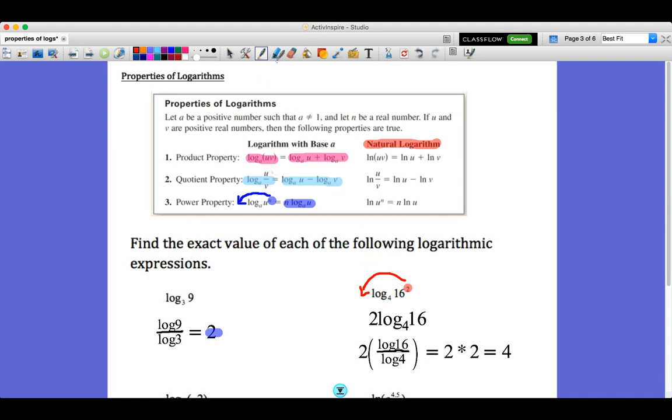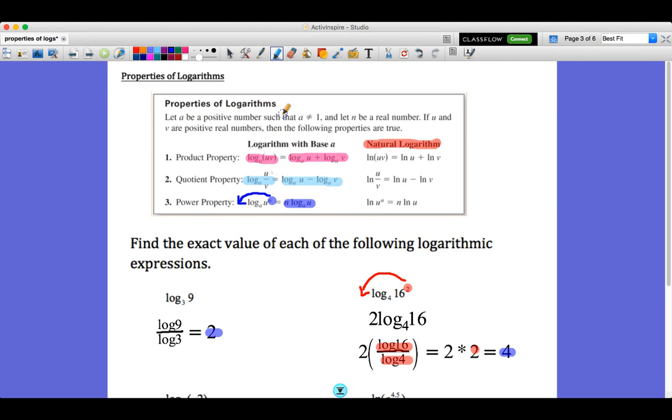So this is where we're going to need Desmos or our calculator. So we're going to rewrite log base 4 of 16 as log 16 over log 4. If you type that in your calculator, you're going to get 2. And then the only thing we have to remember here is that we had a 2 out front. So we have to do 2 times 2 to get our final answer here. So our final answer for that second one will give us 4.